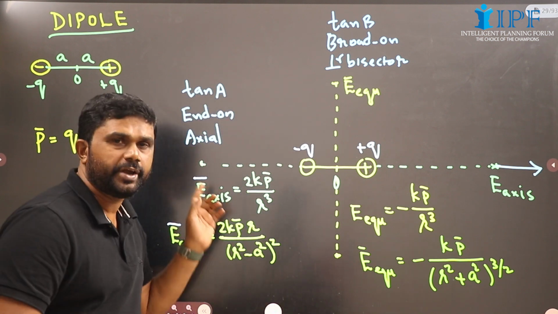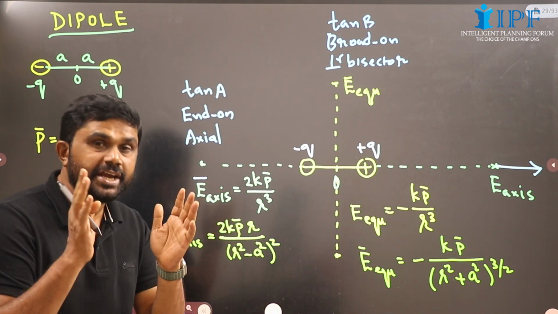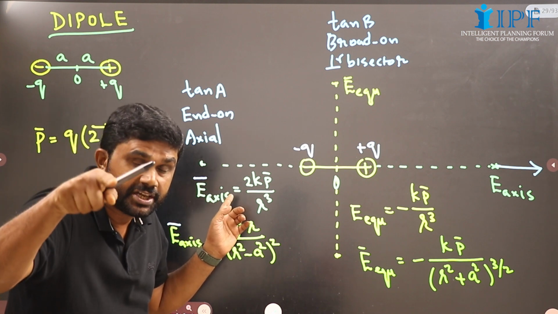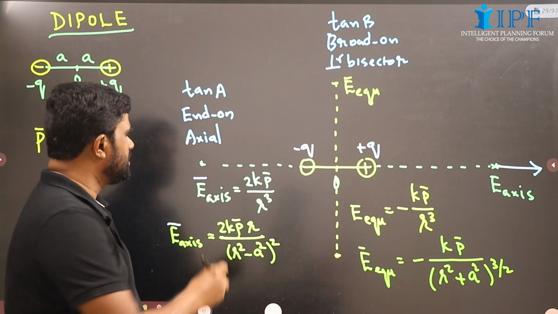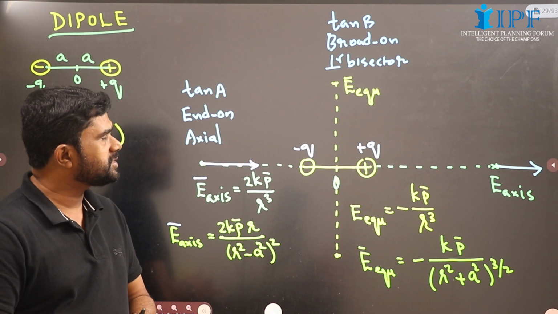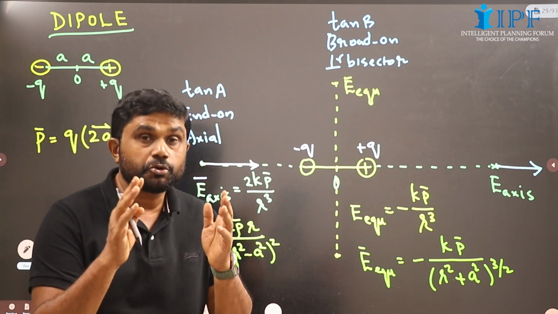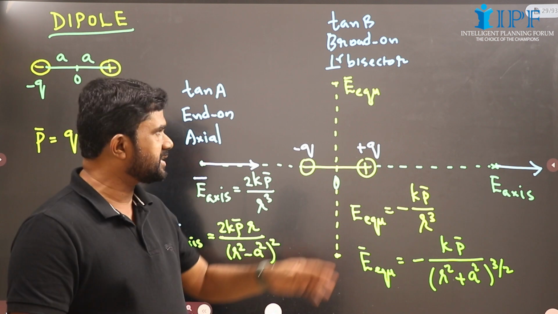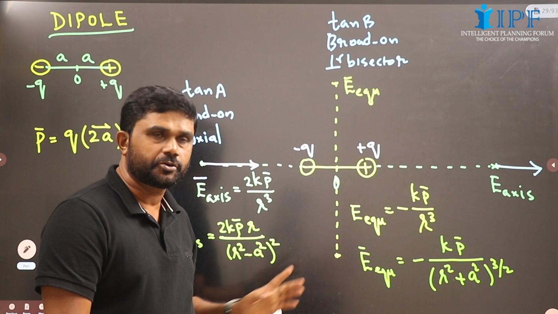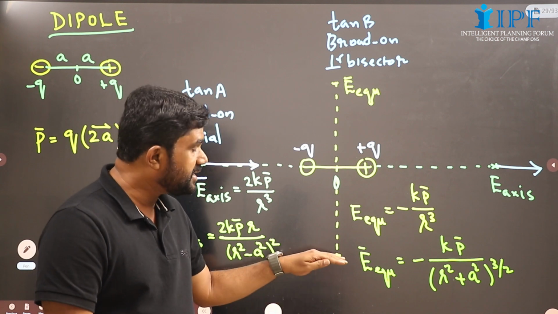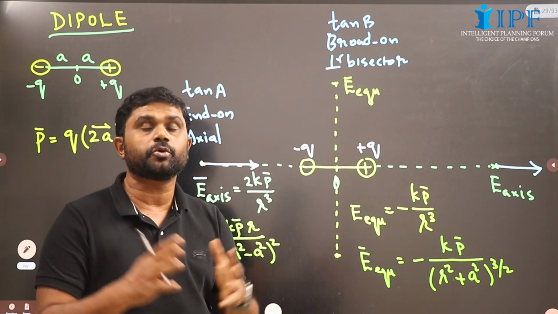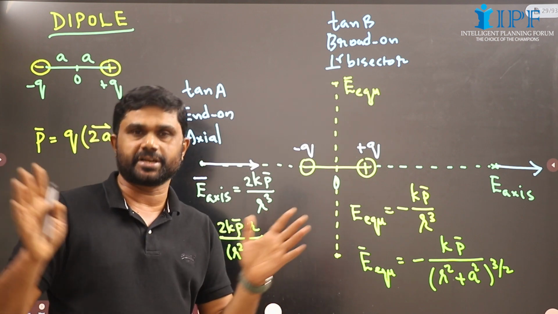See, this is also a point on the axis. So the intensity of electric field at this position also must be along the direction of the dipole moment, that is from left to right. Okay, now let's consider a point on the equatorial line or perpendicular bisector. Here we have a point. See, this is equatorial position, this is also equatorial position. See the intensity of electric field anywhere on the equatorial line must be along the same direction.